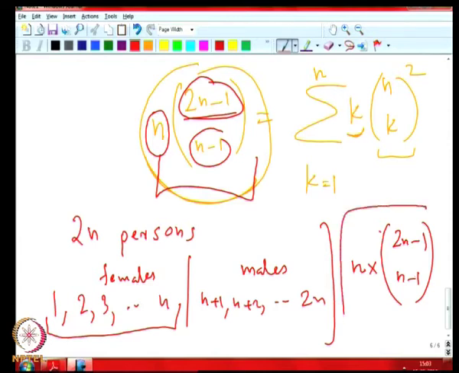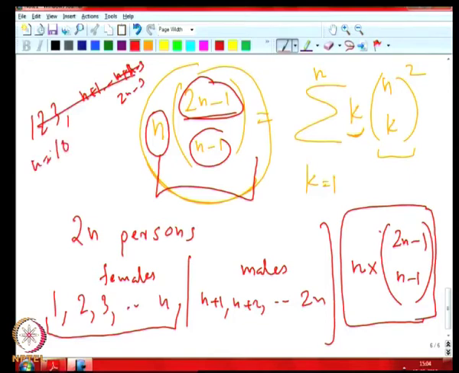So, this number gives you the possible committees along with the chairperson. What we are counting is not just the committee, it is the committee with a specific chairperson. For instance, if n equals 10, the committee can be, say, persons 1, 2, 3, 9 and 8. This can be the committee.